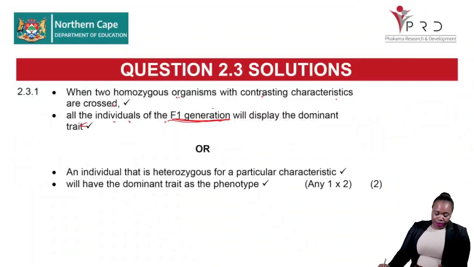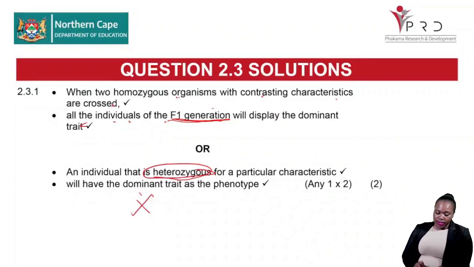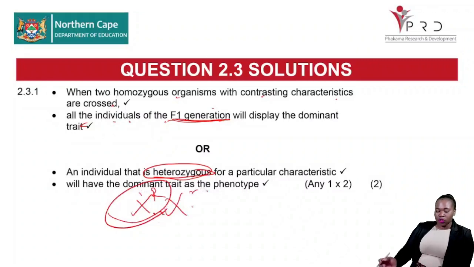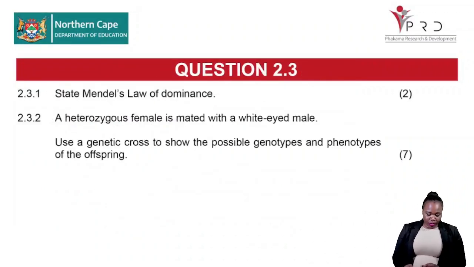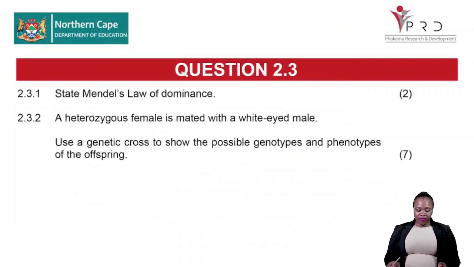Or you can say that an individual that is heterozygous for a particular characteristic will have the dominant trait as the phenotype. So when you are heterozygous, because you have the X capital letter R and the X small letter r, the capital letter R will always dominate over the small letter r. Therefore, in your phenotype, you will show the dominant phenotype. So 2.3.2, it says a heterozygous female is mated with a white-eyed male.